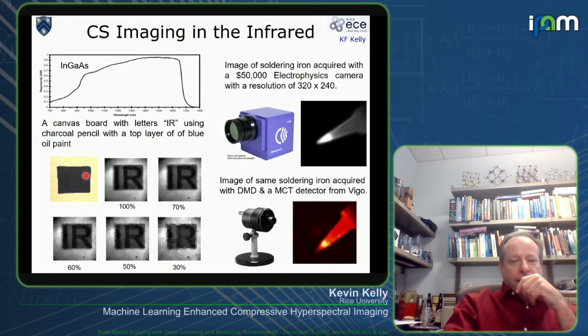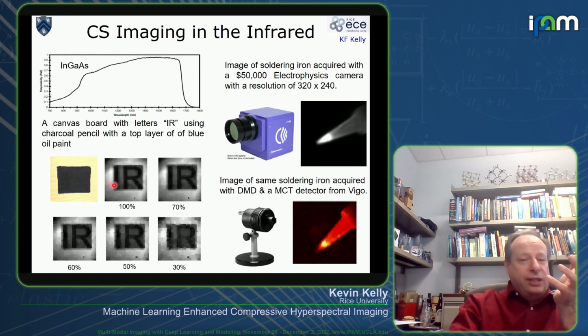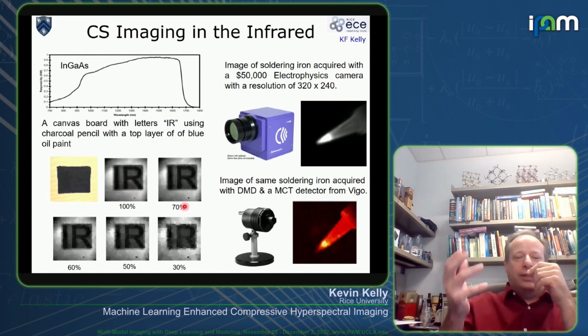And the cool thing about the shortwave infrared and the midwave infrared is you can see things that you can't normally see. So this is black, dark blue oil paint over graphite pencil, and in the visible, you can't see the underlying graphite pencil. But with compressive imaging, you can see this. And this goes way back, but I also like to use this to illustrate.